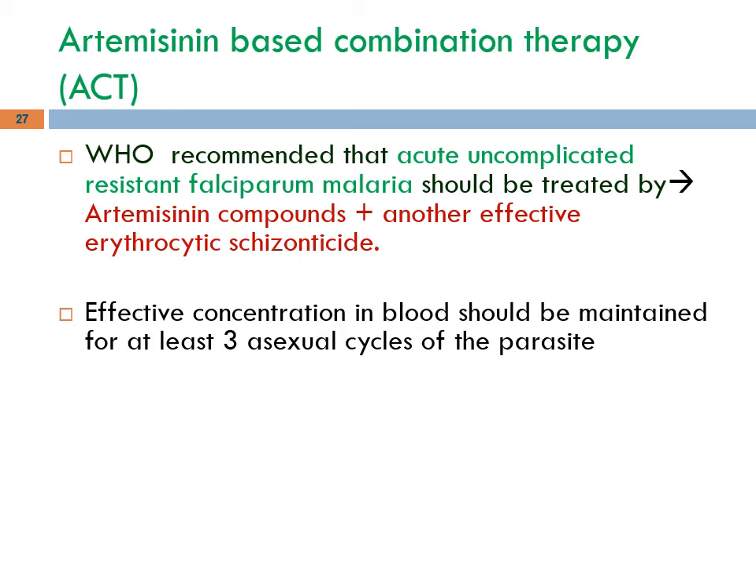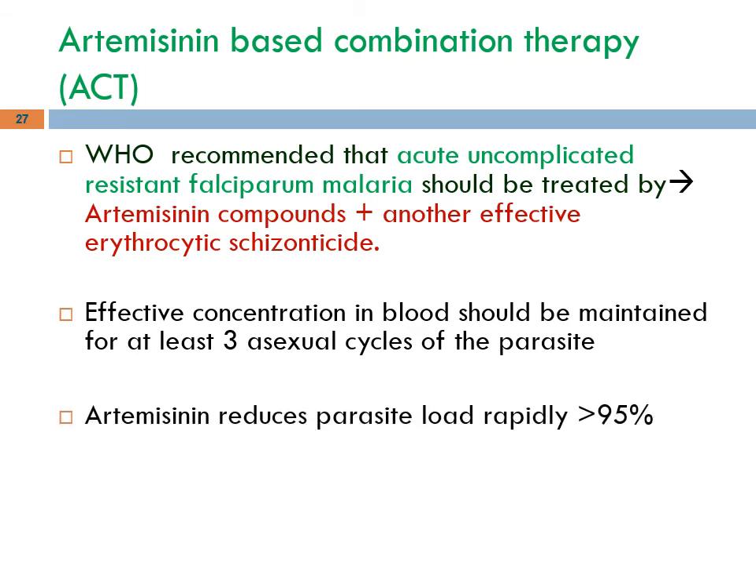So when short T-half drugs are given, they should be given for 7 days alone, and if long T-half drugs are given, they are given for about say 1 to 3 days. Long T-half drugs allow sub-inhibitory concentration to persist in the blood, which allows selection of resistant mutants.